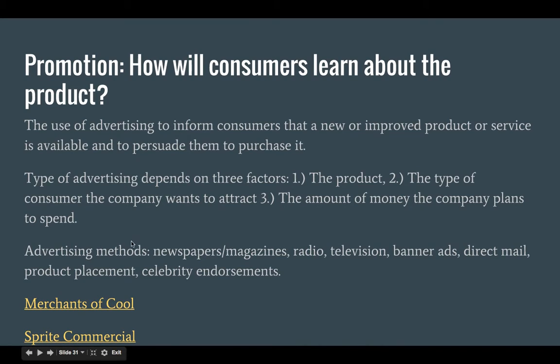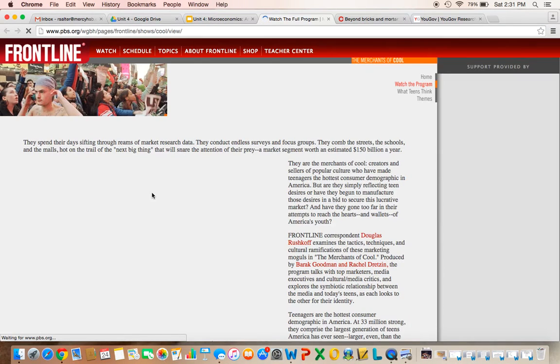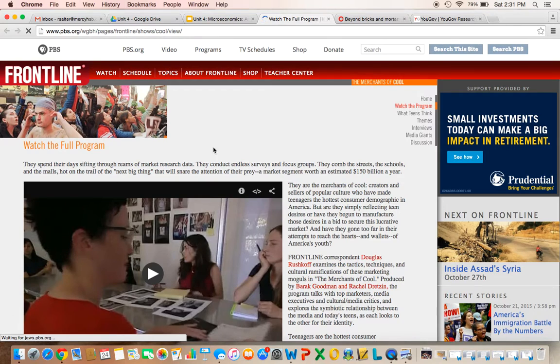So thinking about advertising methods, there's newspapers, magazines, radio, television, banner ads, direct mail, product placement, and celebrity endorsements. Again, don't forget that your homework is to bring in an ad that speaks specifically to you. We're going to do a little bit of analysis, but I wanted to show you 2 different things. One is a brief video called Merchants of Cool. I will post the hyperlink to this.